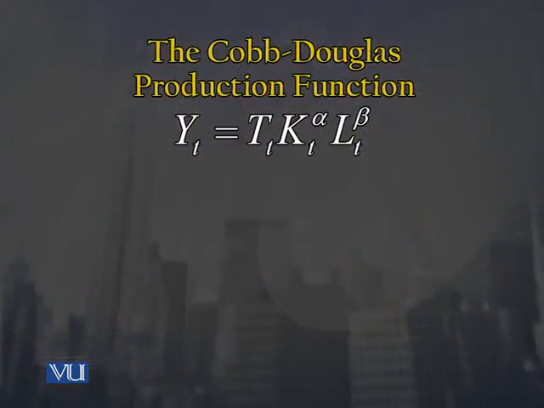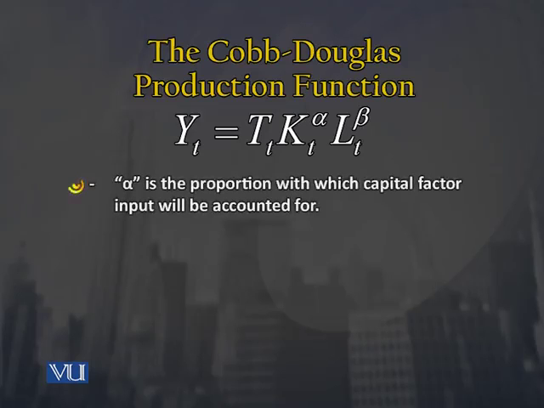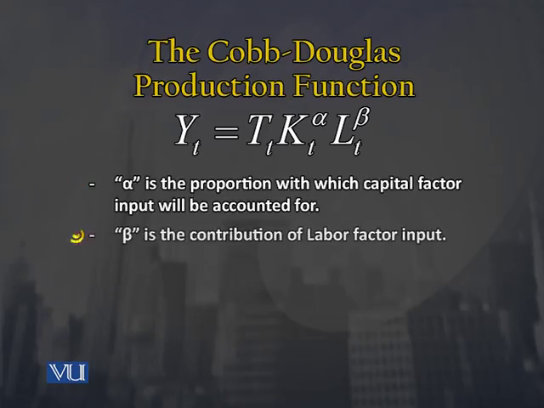सेकेंडली एन अदर इंपॉर्टेंट थिंग विच आई वॉन्ट टू एक्सप्लेन एज लॉन्ग एज दिस Cobb-Douglas प्रोडक्शन फंक्शन इज कंसर्न, यू आर सीइंग द सुपरस्क्रिप्ट alpha at the top of capital factor input, and then you are seeing beta which has been used as a power or an exponent of the labor factor input. So alpha is the proportion with which capital factor input will be accounted for in the production, and beta is the contribution of the labor factor input.